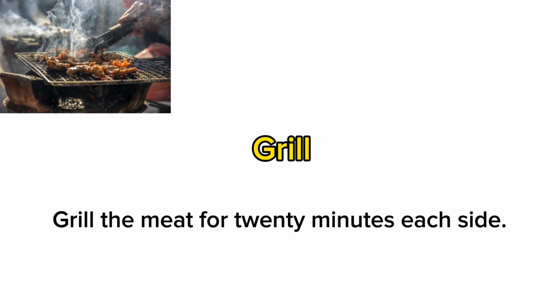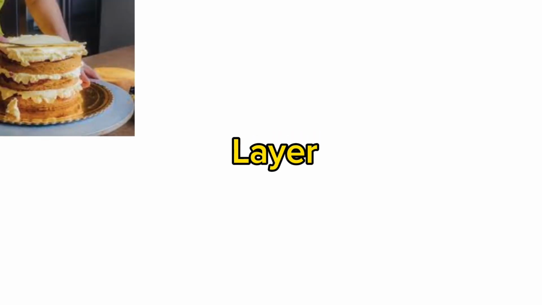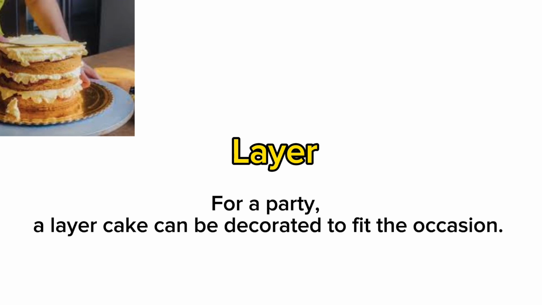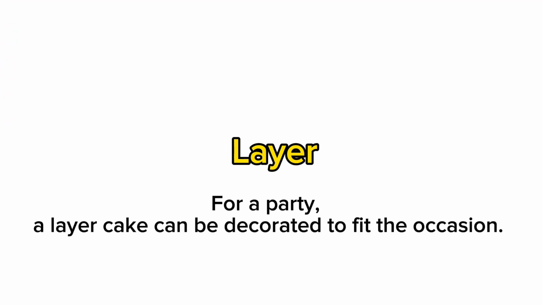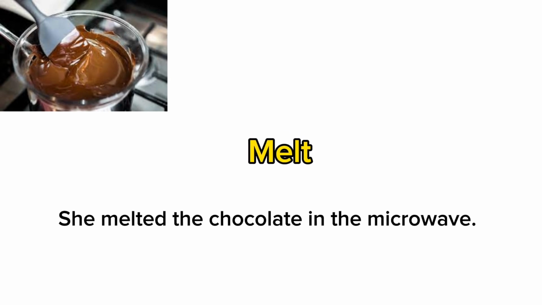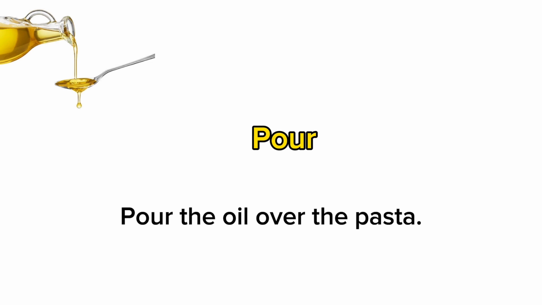Grill. Grill the meat for 20 minutes each side. Layer. For a party, a layer cake can be decorated to fit the occasion. Melt. She melted the chocolate in the microwave. Pour. Pour the oil over the pasta.